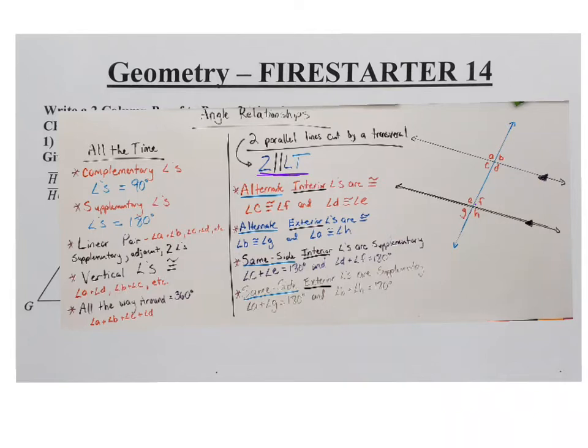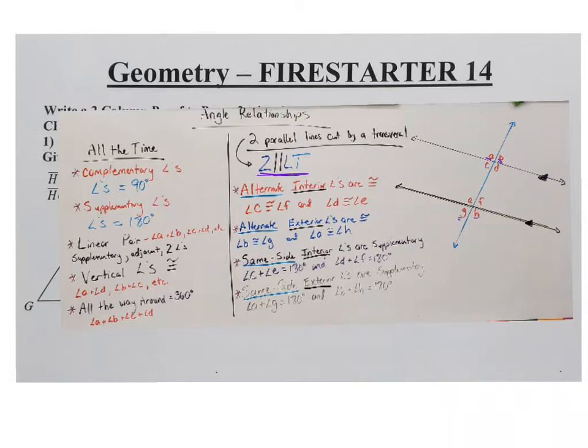For example, alternate interior angles are congruent. That means like C is congruent to F, or D is congruent to E. We also know that alternate exterior angles are congruent, so I could say like A is congruent to H, or B is congruent to G.